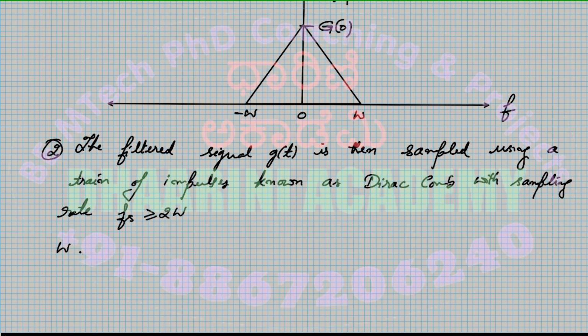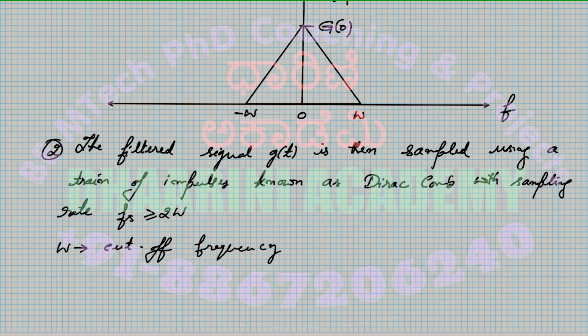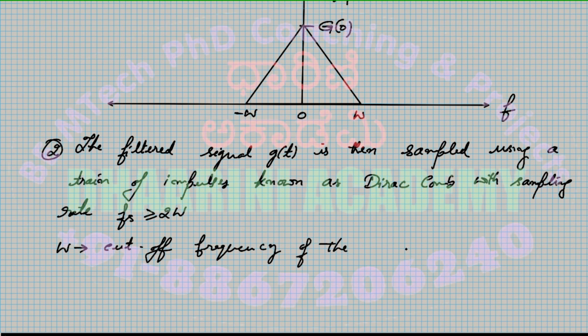Right, here we have a specific value for W. It is called the cutoff frequency. Again, we obtain this W not because of the characteristic of the signal, but this is a characteristic of the low pass filter or the anti-aliasing filter we used. So this W is the cutoff frequency of that filter. Okay, so cutoff frequency of the anti-aliasing filter.